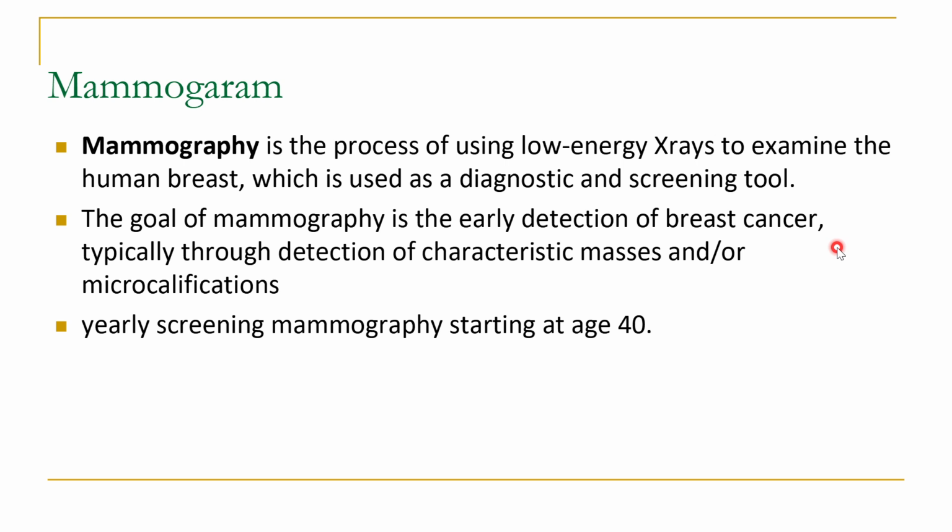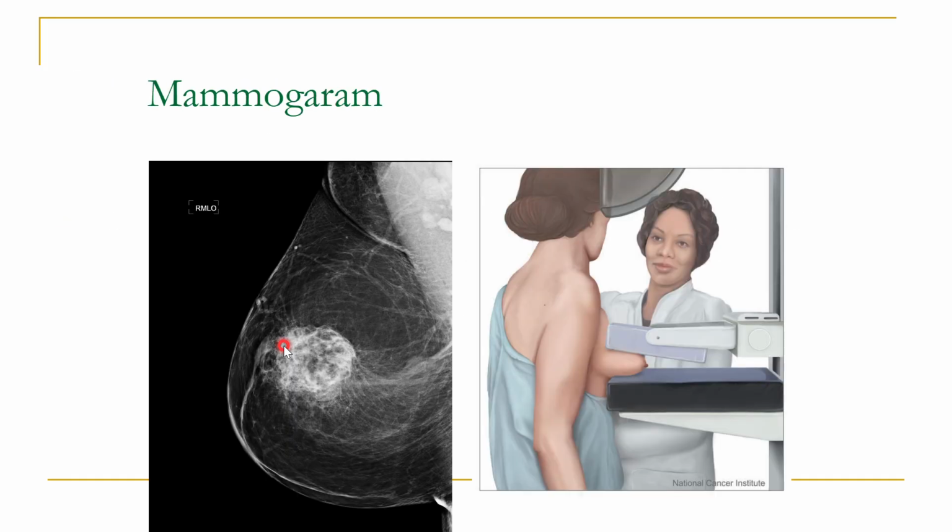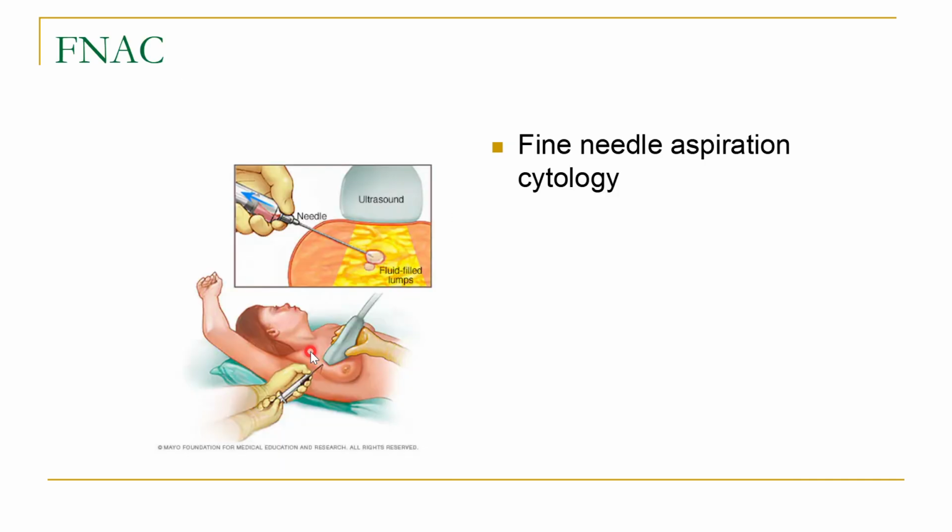So we do a procedure which is called the mammogram, in which a low energy X-ray is used to examine the human breast, and it is used as a diagnostic and also a screening tool. The goal of mammogram is the early detection of breast cancer through detection of characteristic masses and microcalcifications. So yearly screening mammogram starts at the age of 40 years. So this is the mammogram, the procedure and the image, and here you can see the calcification.